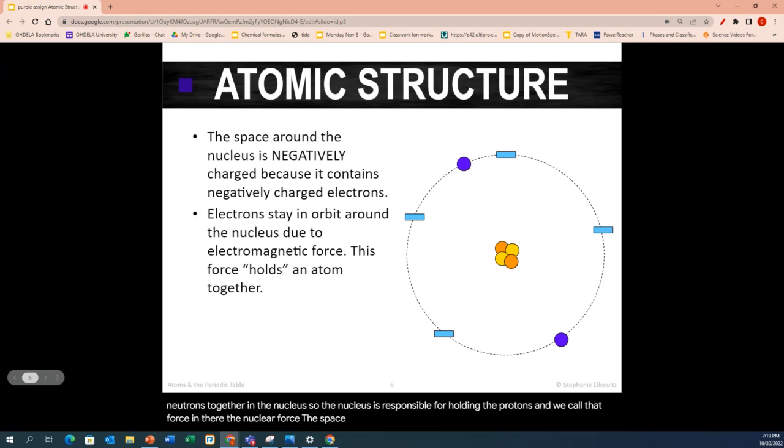The space around the nucleus is negatively charged because we have electrons there. Electrons orbit around the nucleus in what they call the electromagnetic field, because it has a negative charge. That's what the electro is, and magnetic is something that holds. So magnetic holds things together. Like I said, with that string, the positive charge here keeps the electron moving around in its circular orbit.